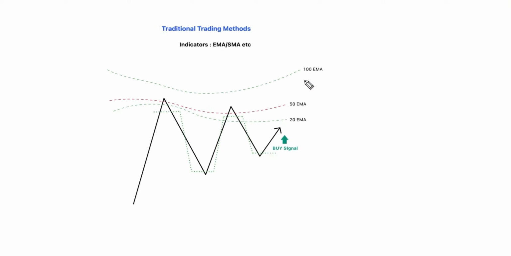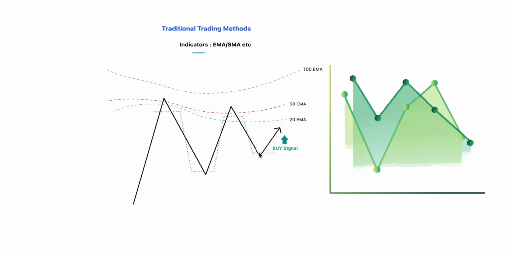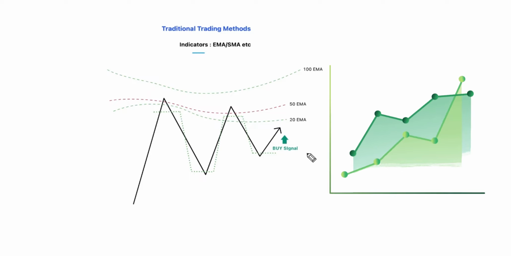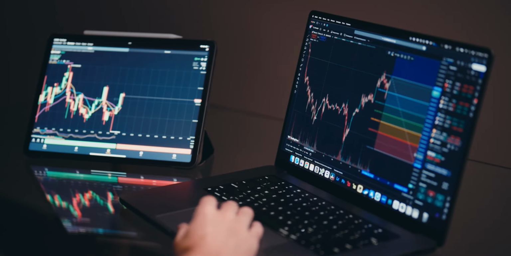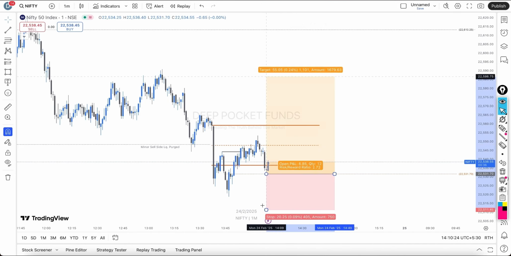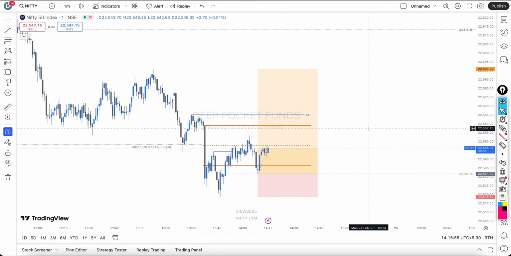Some traders turn to indicators like moving averages, RSI, MACD, or SuperTrend. But indicators lag behind price, meaning by the time they signal a trade, smart money has already positioned themselves. Instead of using these patterns and indicators, smart money focuses on liquidity zones, stop hunts, order blocks, and market structure.